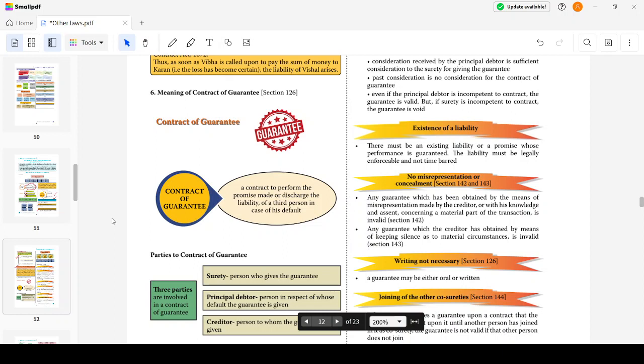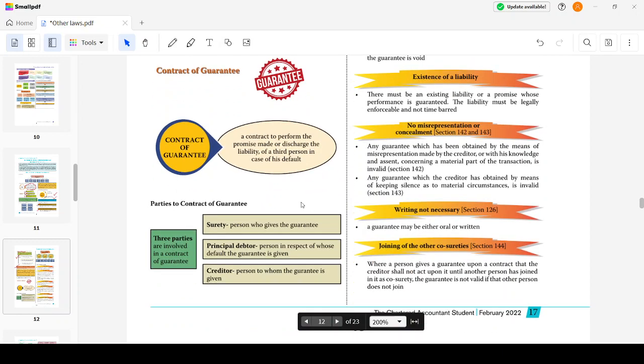Whenever I, the borrower, default, the lender would catch hold of the guarantor and ask him for the money. He is liable to pay it. That is the guarantor concept, in respect of a third person in case of default.